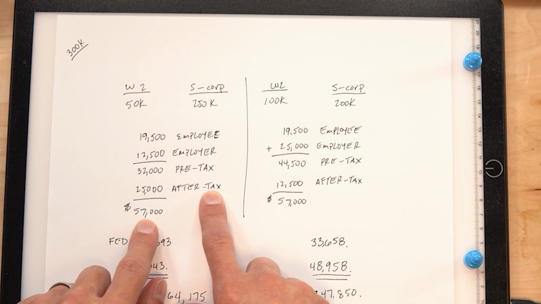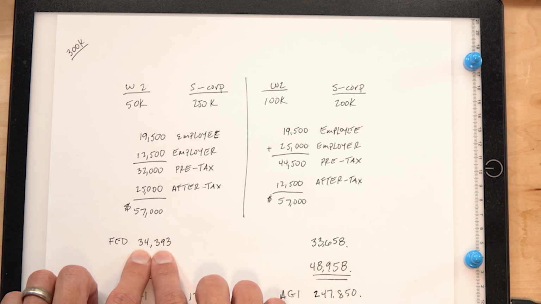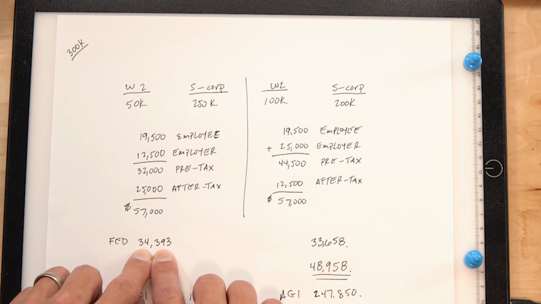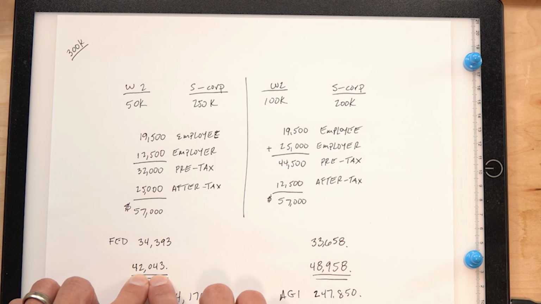Now, I ran these numbers based on 2020. So for 2021, it's $58,000. But again, this is just an example so you can kind of understand how this all works. Now, the federal taxes, because we put money into a retirement plan, drop to $34,393. And if we add in our FICA taxes, that's $42,043. And our adjusted gross income is $264,175. So that has dropped quite a bit as well.